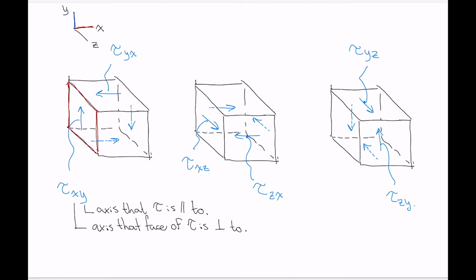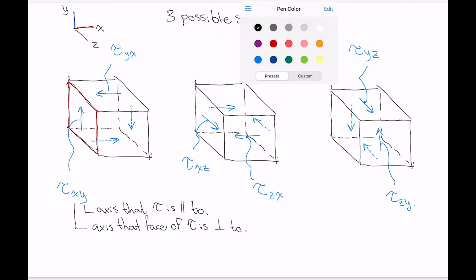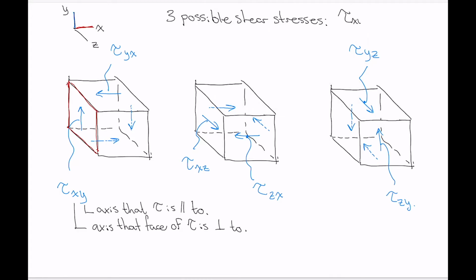So we've got 3 possible shear stresses, right? We can have tau xy, tau xz, or tau yz. Of course, recognizing that tau xy is the same as tau yx, so we won't write those other ones. So there's just 3 shear stresses that are possible.